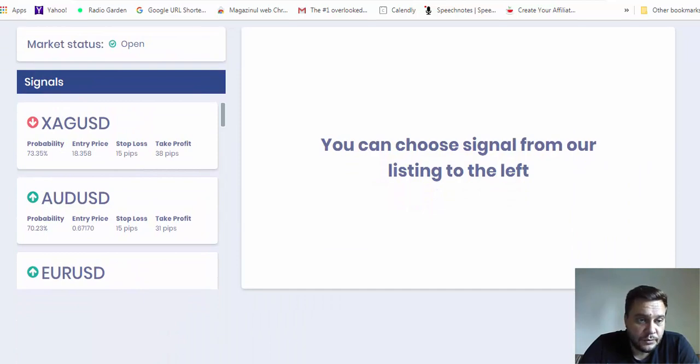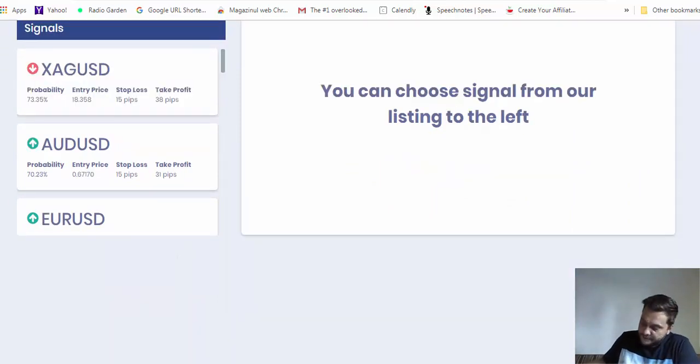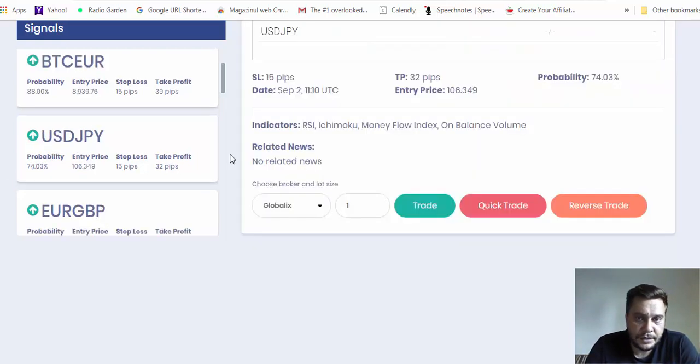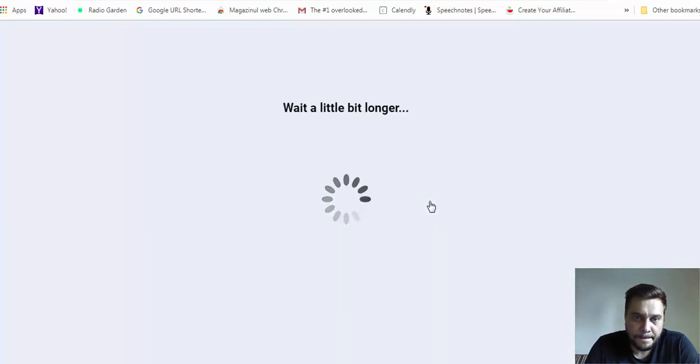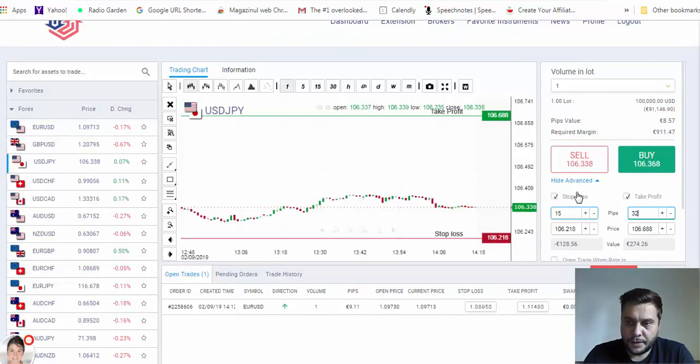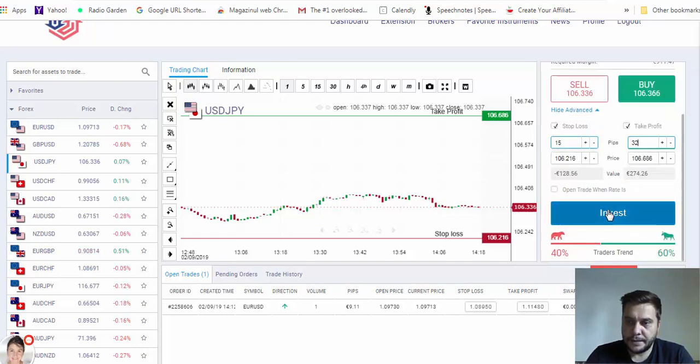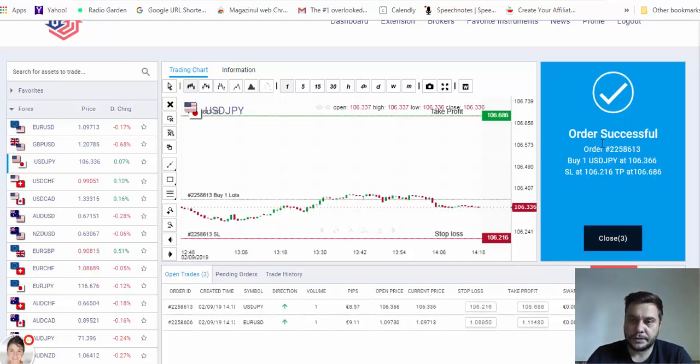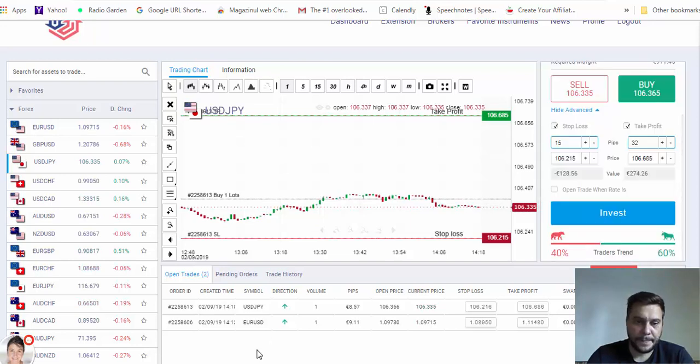So let's go and choose another one as a part of our strategy. Let's write down the trades, and let's see another one. Let's take US dollar Japanese yen, Global X, 1 lot, trade. Alright, so you have it here, US dollar Japanese yen, it's a buy, and invest. Order successfully placed. And we have it down here, US dollar Japanese yen.